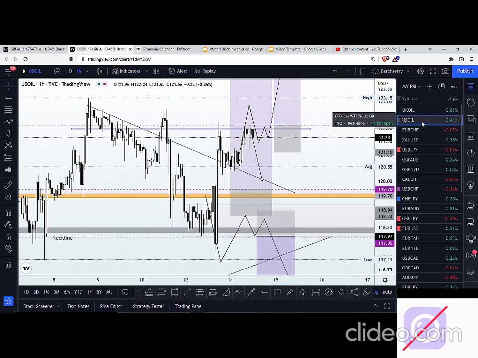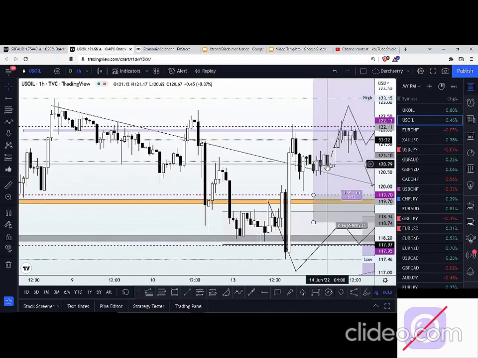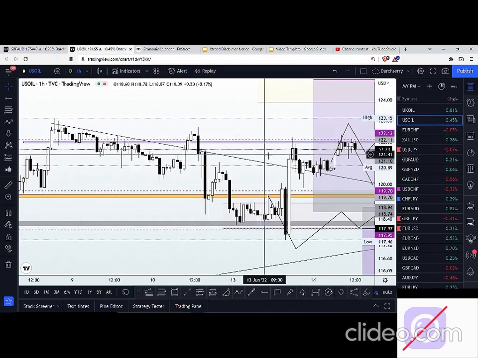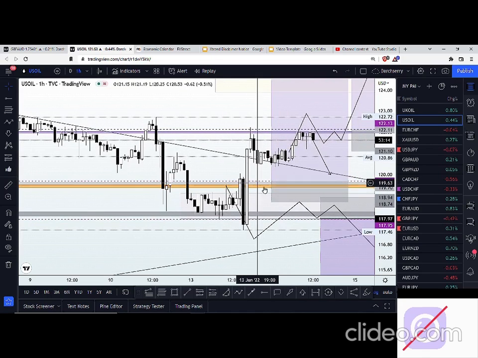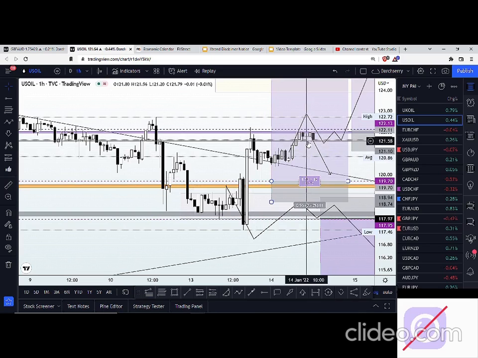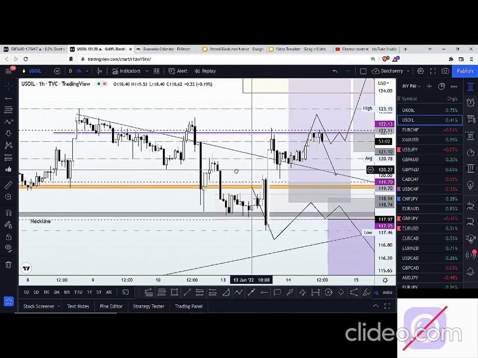Let's go to the US oil. On the US oil, we have a similar scenario here. Like I said, for those expecting price to come back into the key level, that did not happen, as price only came as far down as $119.87 before it continued to the upside. So if you were expecting price to come to the key level yesterday, we would have missed that opportunity.